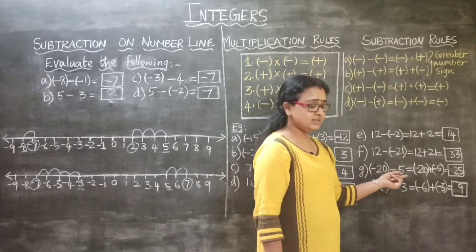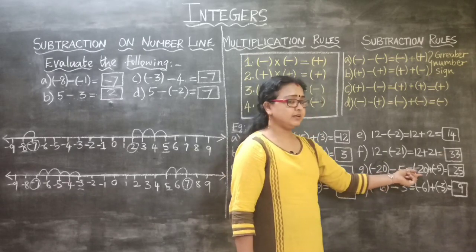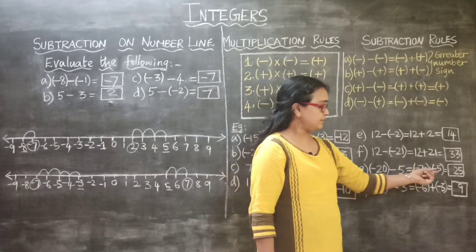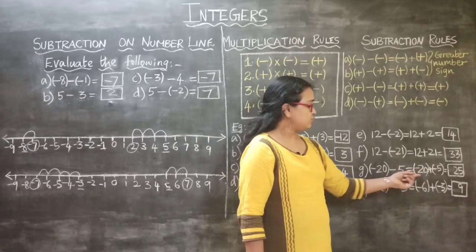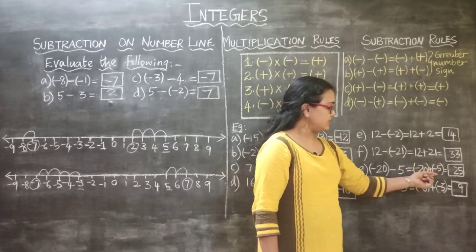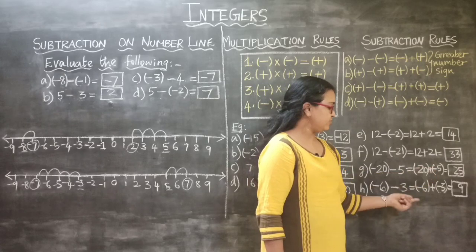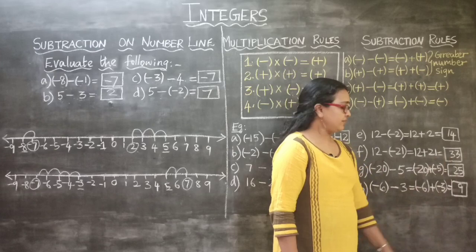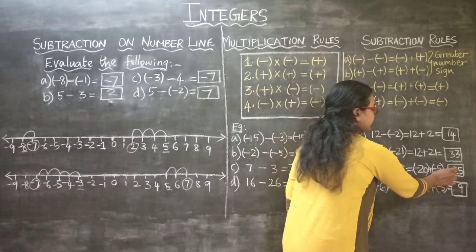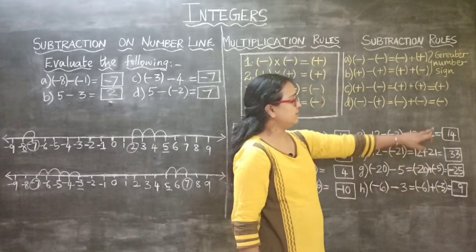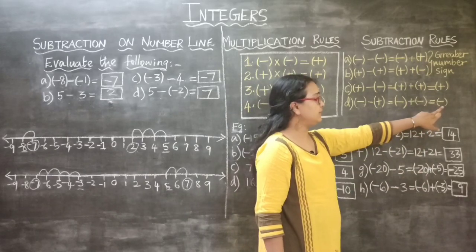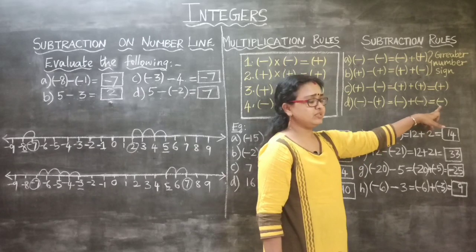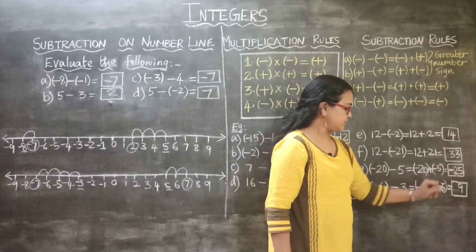Minus 20 minus 5. The first integer will remain as it is, minus 20, and now minus into plus is minus. So the second integer turns into a negative integer. So minus 20 and minus 5 we have to add. We will get 25 as the answer. So minus 25 will come for the result, right? You can see here that when two negative integers are added, we get a negative integer in the answer. So it is minus 25.